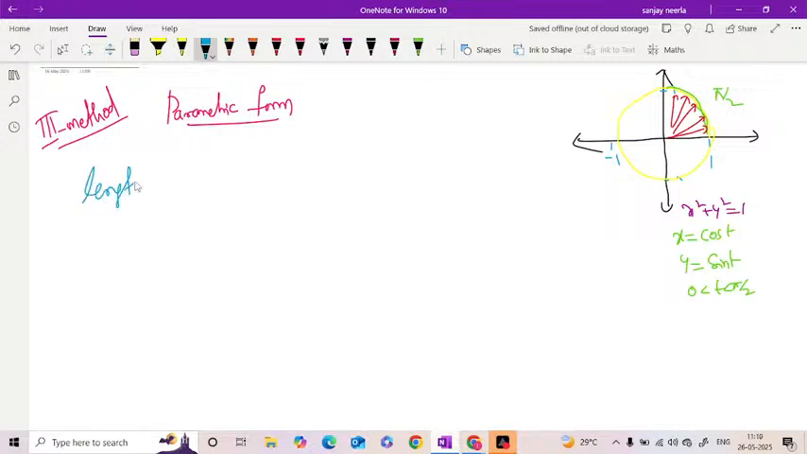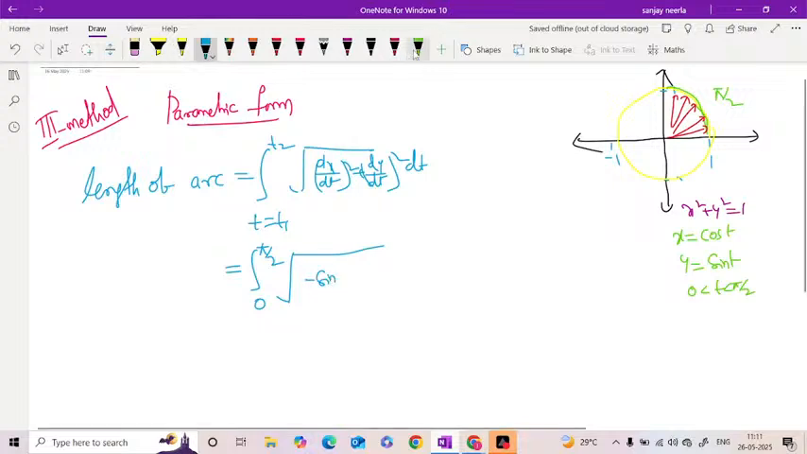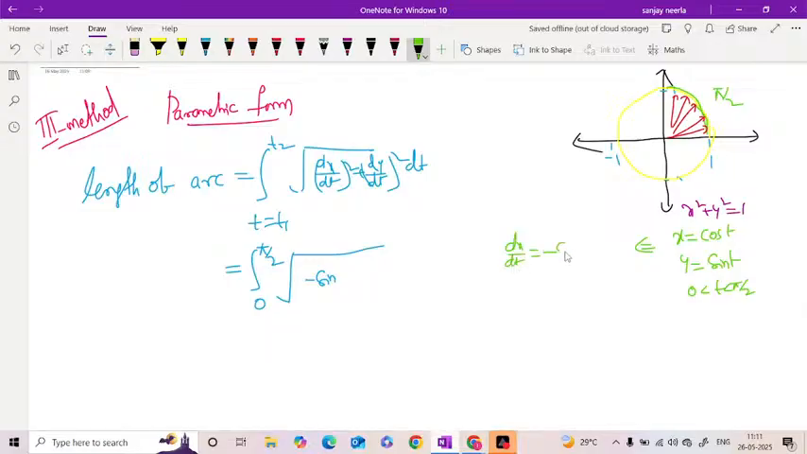Length of arc is integral from t1 to t2 under root of (dx by dt) whole square plus (dy by dt) whole square into dt. What is t1 and t2? So 0 to pi by 2. After differentiating, dx by dt is equal to minus sin t, and dy by dt is cos t.